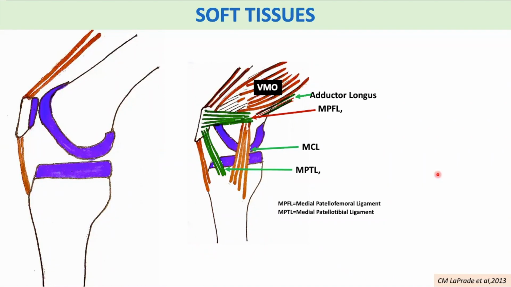What about the soft tissues? There must be some other soft tissues that stabilize the patellofemoral joint besides the bony factors. This is the lateral view of the knee. This is the medial patellofemoral ligament, this green line, and this is the medial patellotibial ligament. The medial patellofemoral ligament accounts for approximately 60% of the stability, while the medial patellotibial ligament accounts for 20% of the stability. And they have their lateral counterparts respectively.